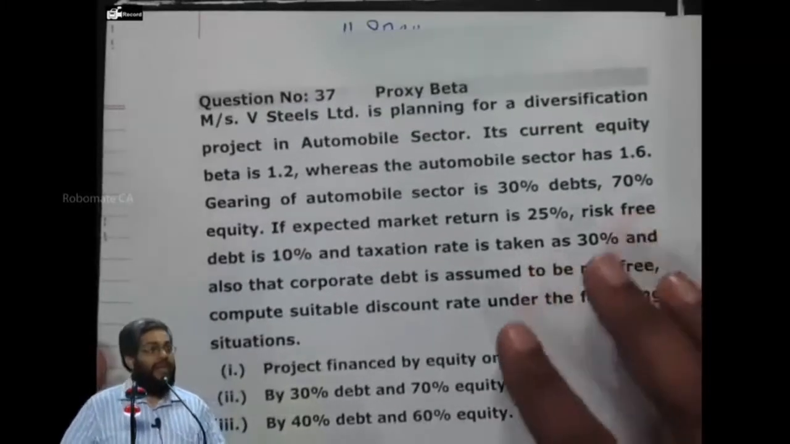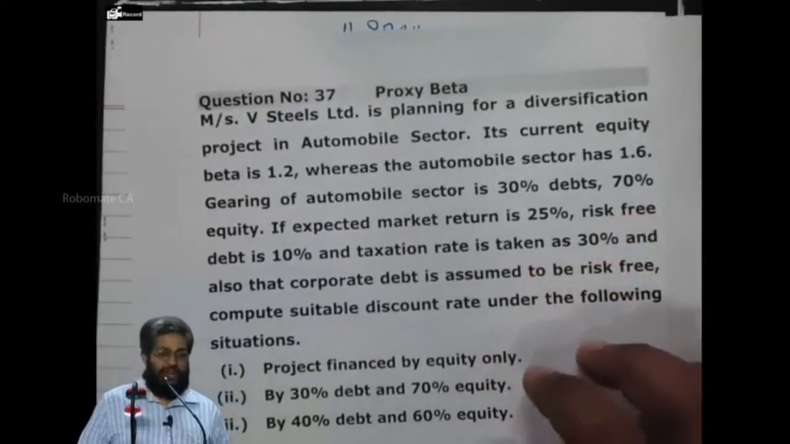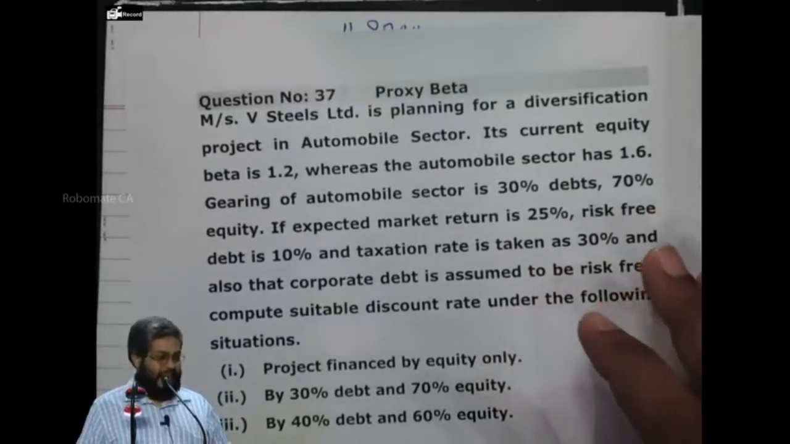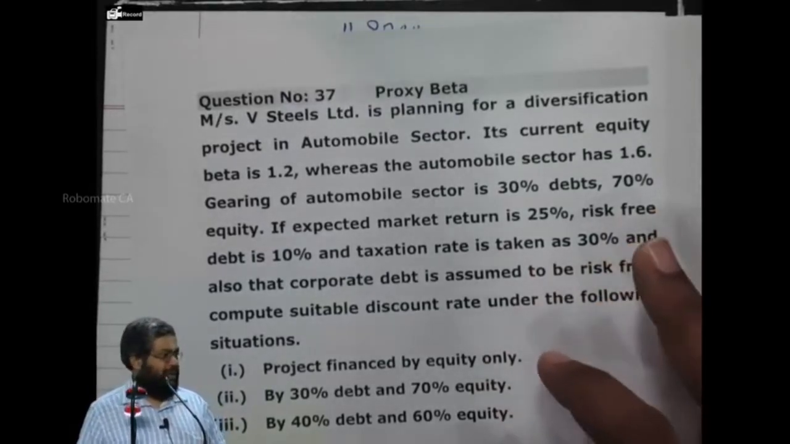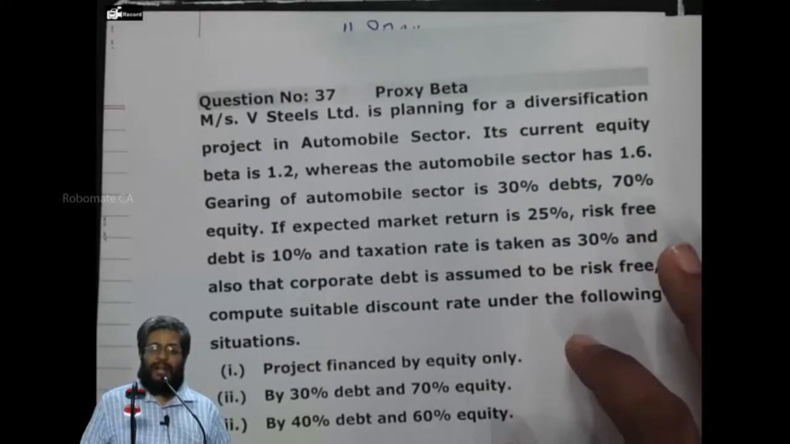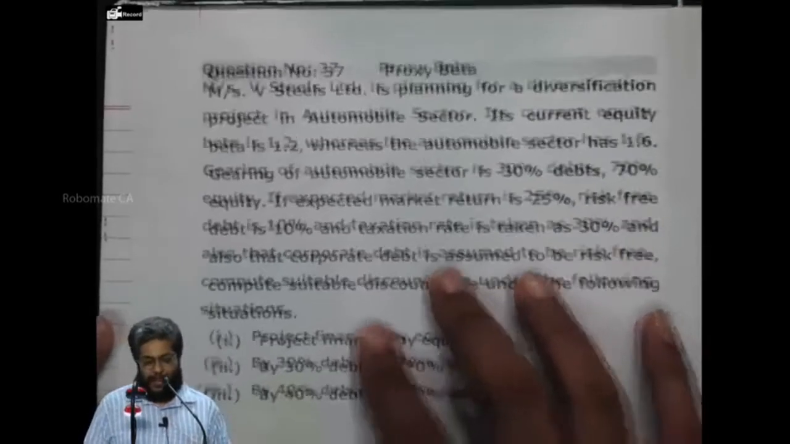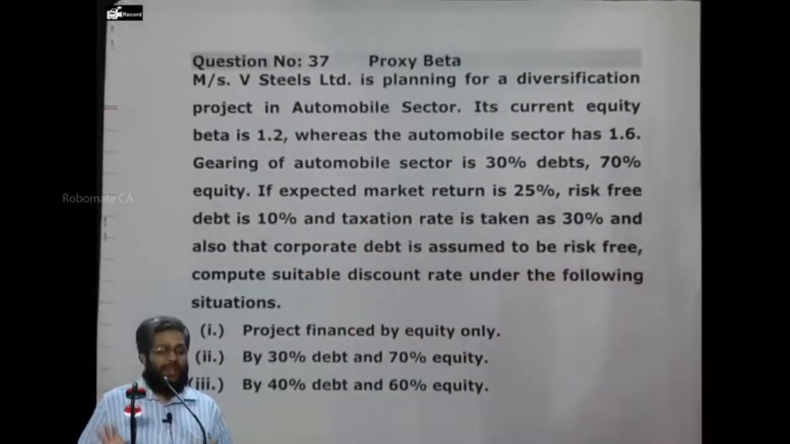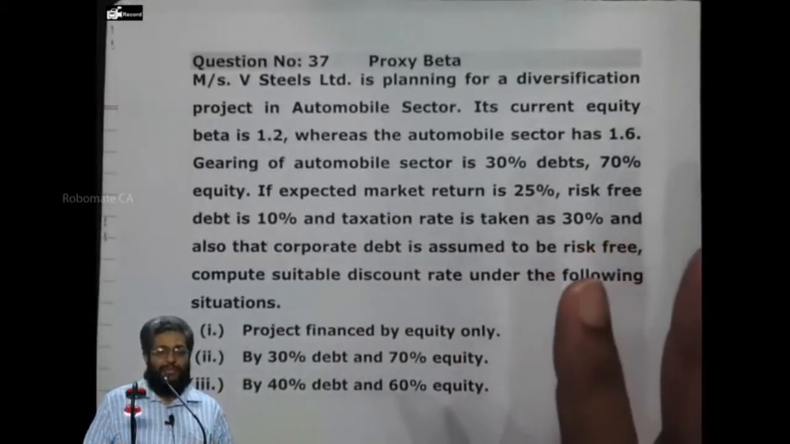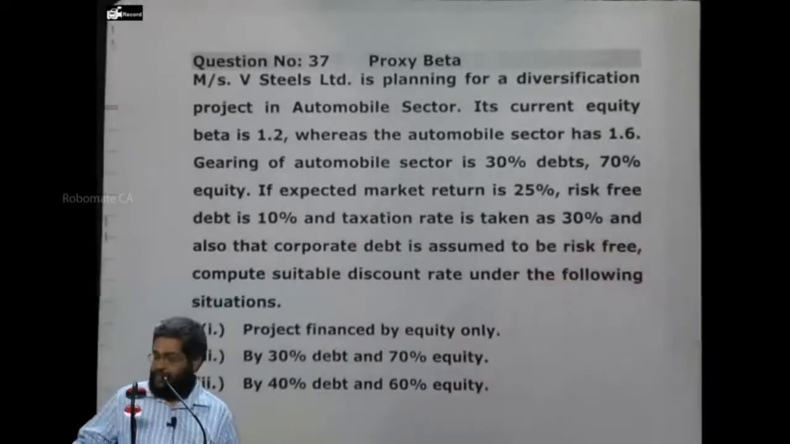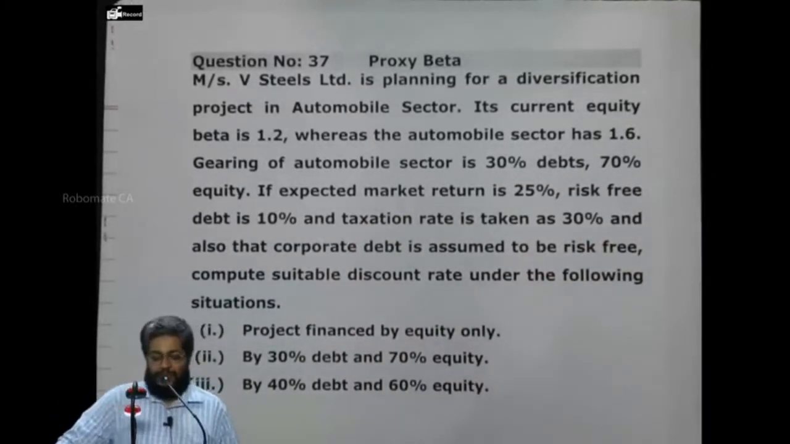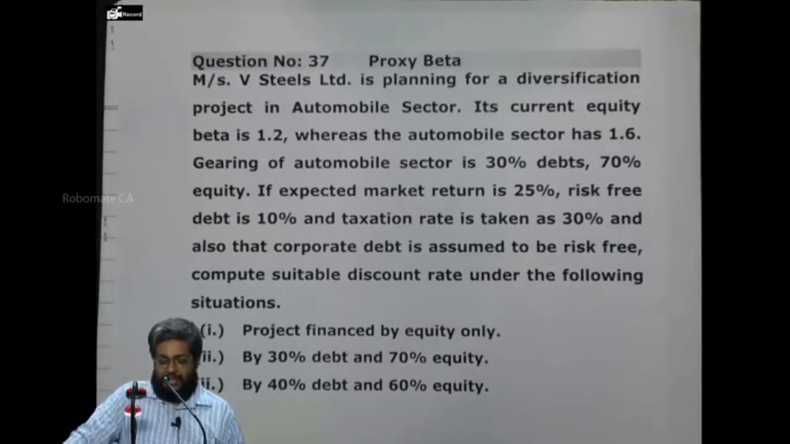That's our question. Nothing new we are going to learn here, just a practice problem we're going to do in proxy beta. We'll do this problem and then go for the next one. We don't have the slide for this sum, so we'll be doing the sum together. Can we start or not? Now, first, tell me, V Steels is now in which business?